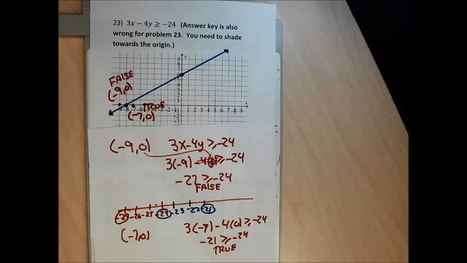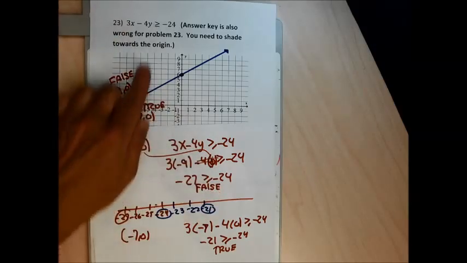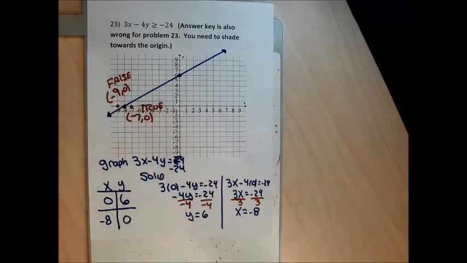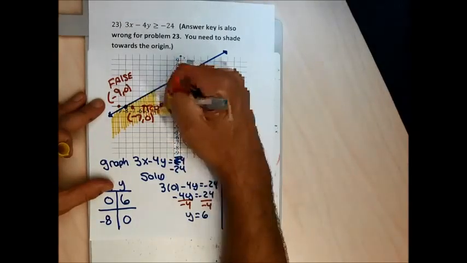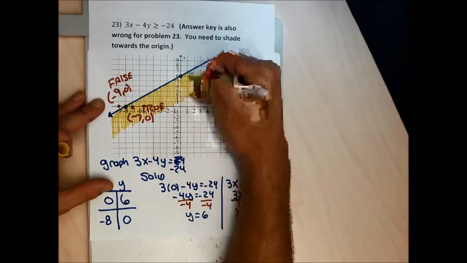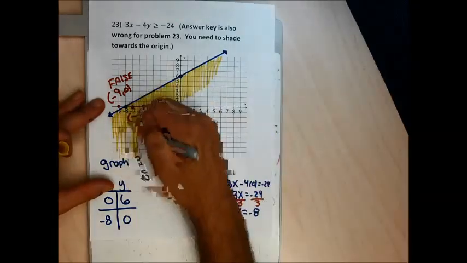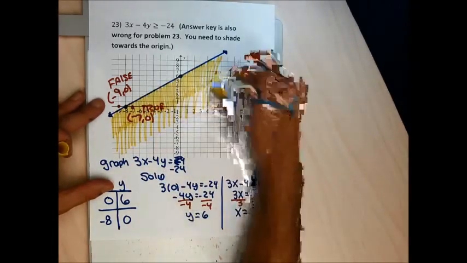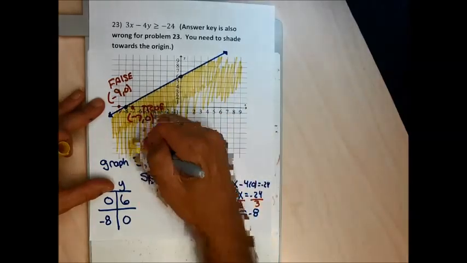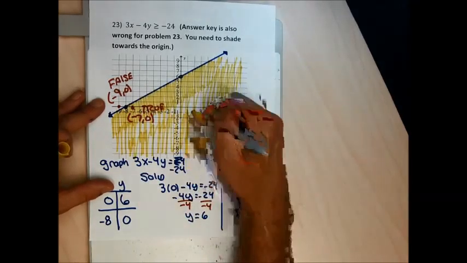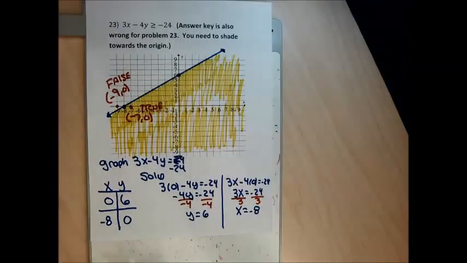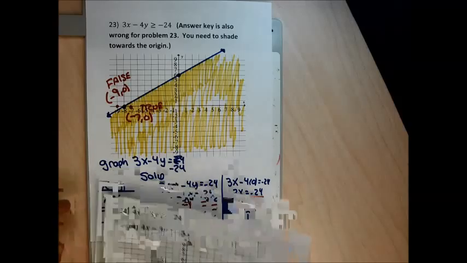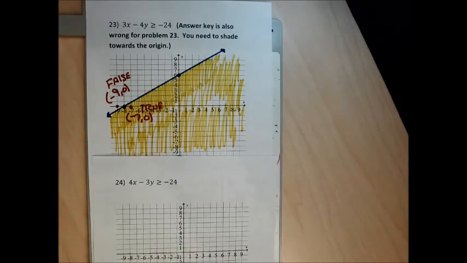And when I go to do my shading, I need to shade towards the true side, which is towards the origin here. So when I go to do my shading for 23, I'm going to shade over the true side and not shade the false side. So I'm shading everything that's beneath the line all the way to the ends of my graph. So I'll throw 24 up here, but I'm not going to do it, so I don't know that that's the best use of your time. But 24 and 23 are just like each other, so I didn't really feel the need to do both of these.